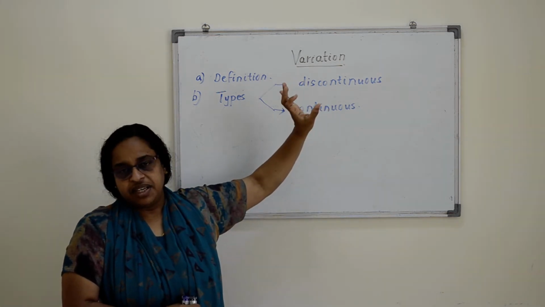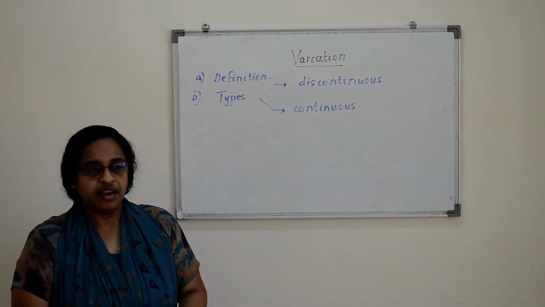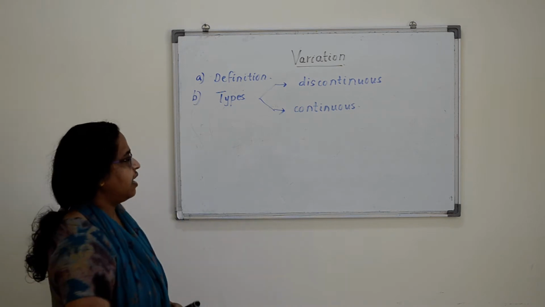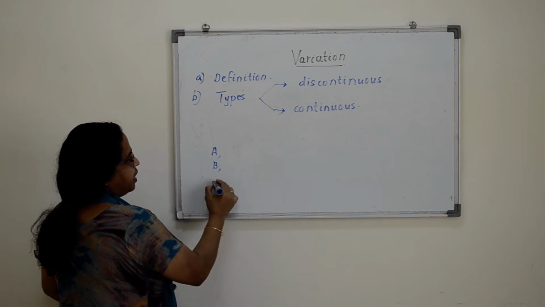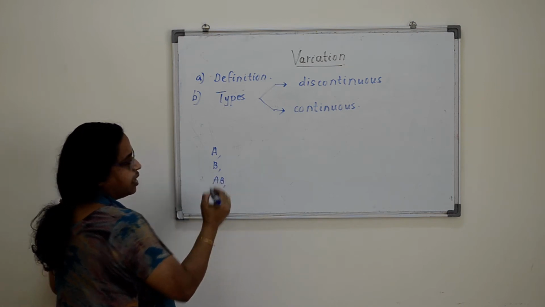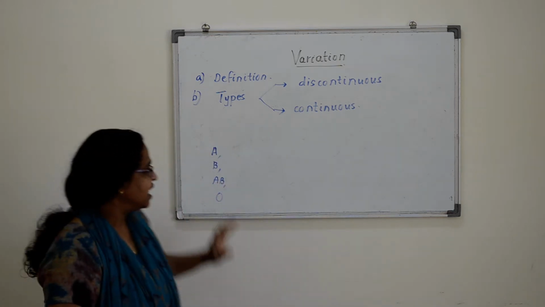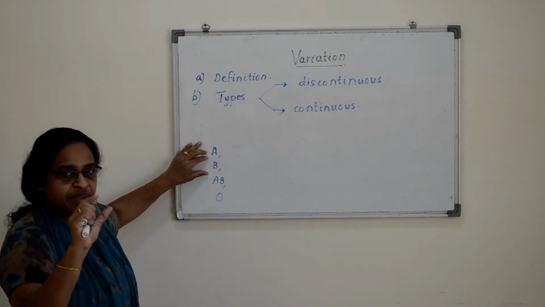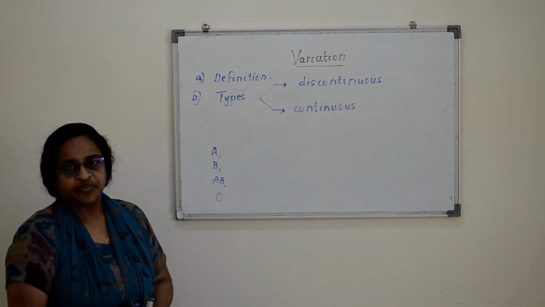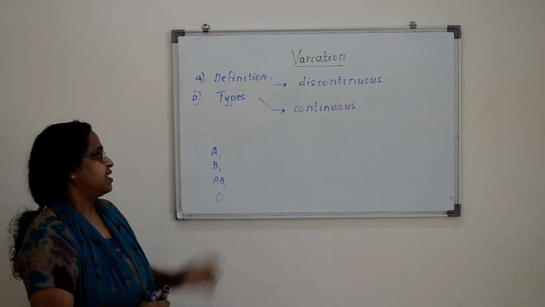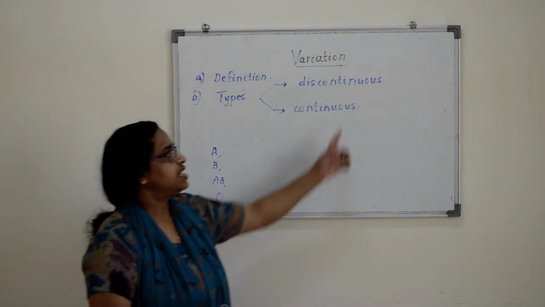Another example is the blood group. How many different blood groups do we have? We have 4 blood groups. They are A group, B group, AB group and O group. You cannot say there is C group, D group like that. So that means there are only a limited number of differences in these groups. With such kind of differences, we call it discontinuous variation.